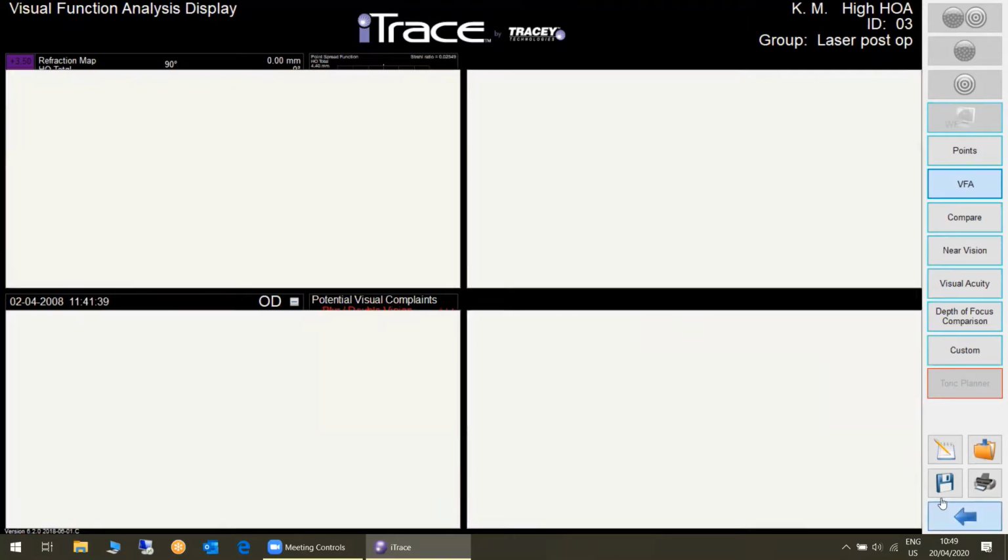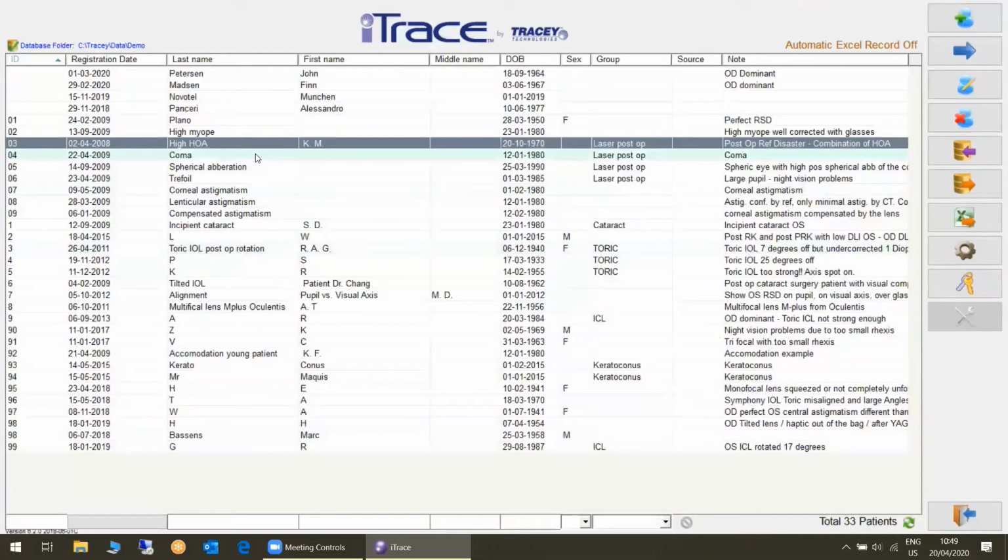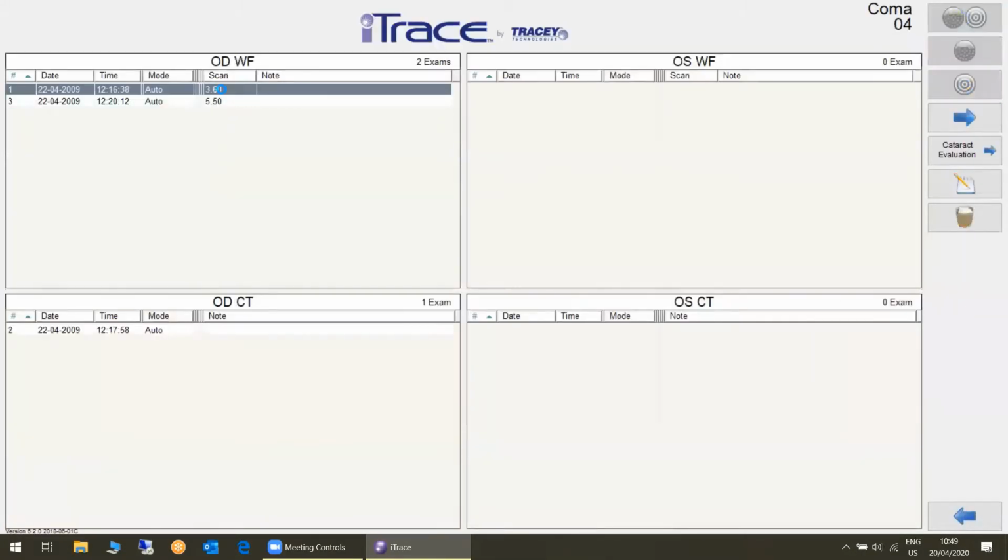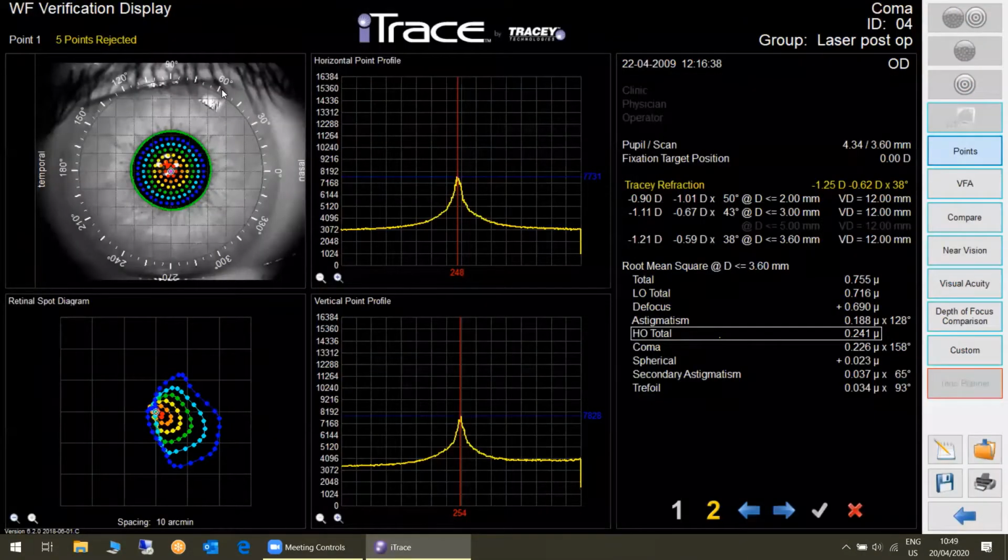Now I will show you some examples. First, an example of a coma. Coma is the most important aberration, by the way. So we see here, if you divide this square in 4 quadrants, everything is now in quadrant 1 and 4. You see, everything is pushed to one side.